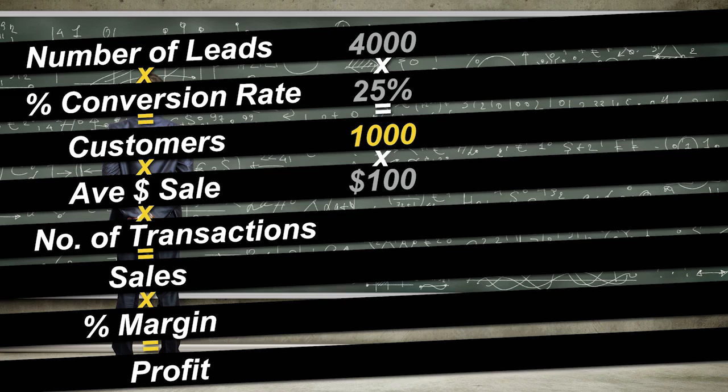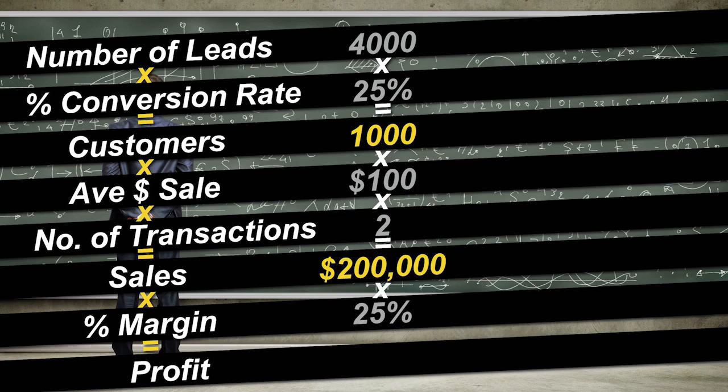The average is $100. And we're going to say on average they buy from us 2 times a year. Some once a year, just one-off customers. Some are repeat customers 5 times a year. But the average is 2. What's my turnover in this small business? 200,000. We're going to say now that my margin is 25% after all expenses.